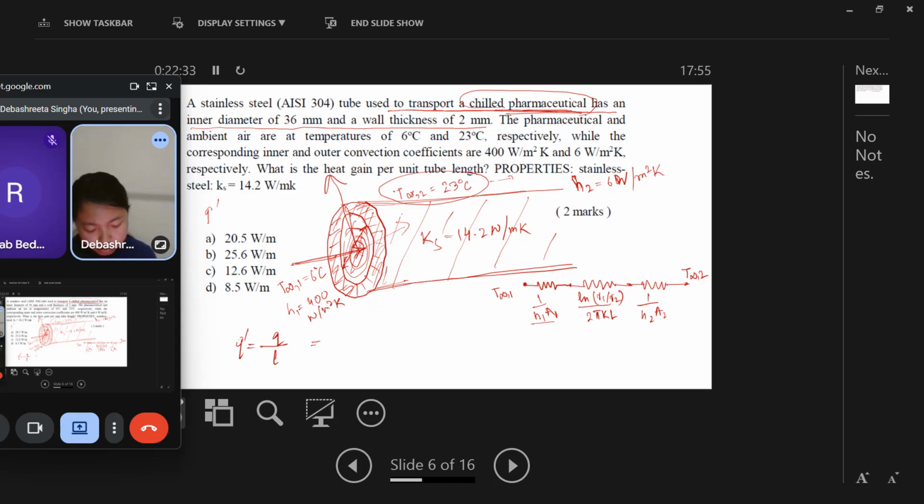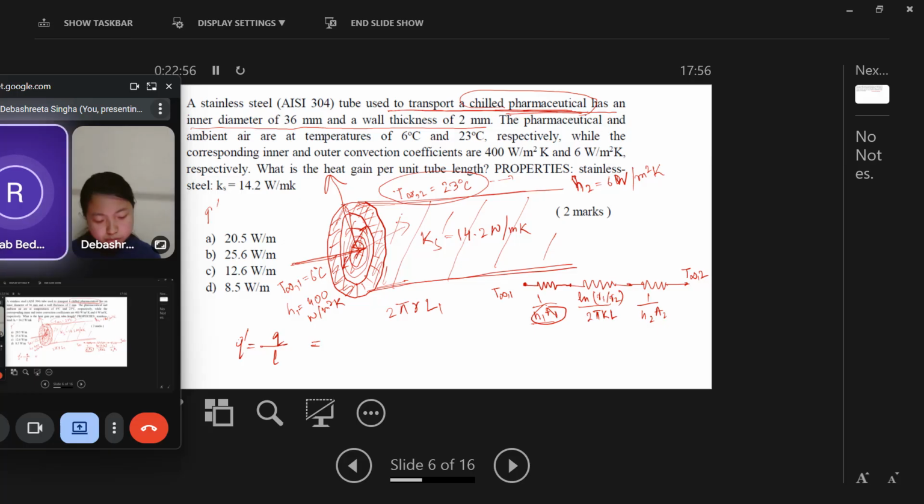See, the main formula is A1. This A1 will come out to be 2 pi R1 L1. This is the formula of area for a cylinder, 2 pi R into L. Ma'am, at that time we considered R1 or R2 in case 1, and when we solve 1 by H2 into A2, then it is 2 pi R2 into L2. This we take in this problem.